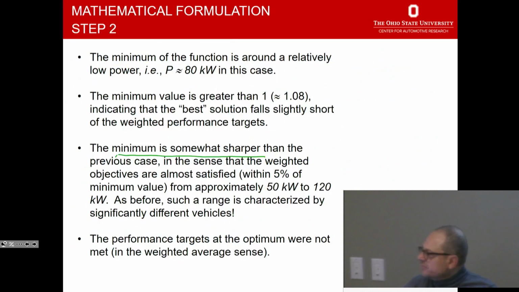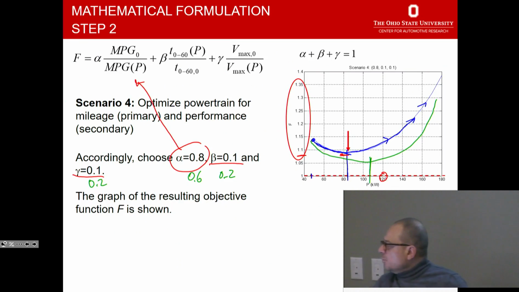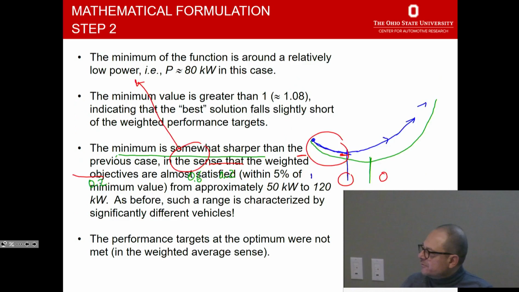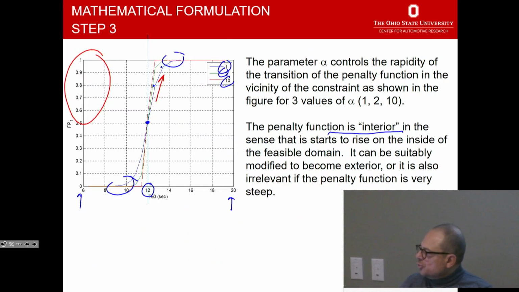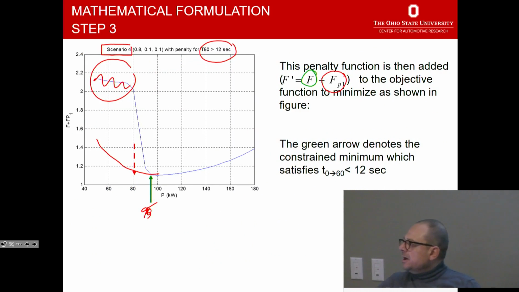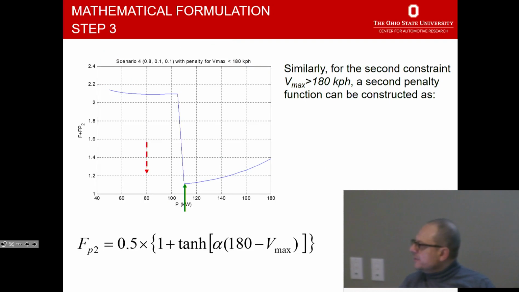When I look at the previous answer, what did we have? We had a little over 80 kilowatts because I didn't have that constraint. And so I accepted solutions that gave me not very attractive times from 0 to 60. So we took that curve, and by putting a penalty in it, we ended up with a very different shape here on the low end. Okay. So you can see that incorporating a constraint is a reasonable thing to do.